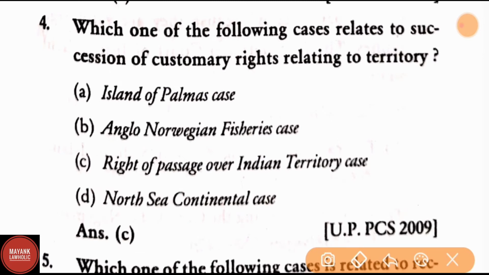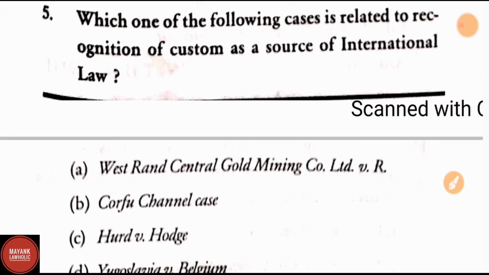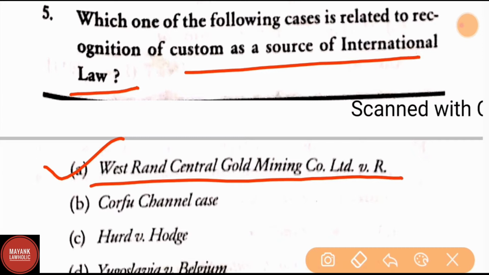Question number 4. Which one of the following cases relates to succession of customary rights relating to territory? The answer is C. Right of Passage over Indian Territory case. Question number 5. Which one of the following cases is related to recognition of custom as a source of international law? The answer is West Rand Central Gold Mining Company Limited versus R.